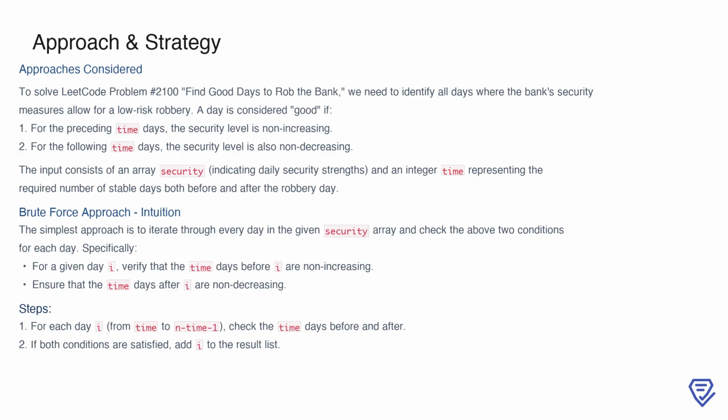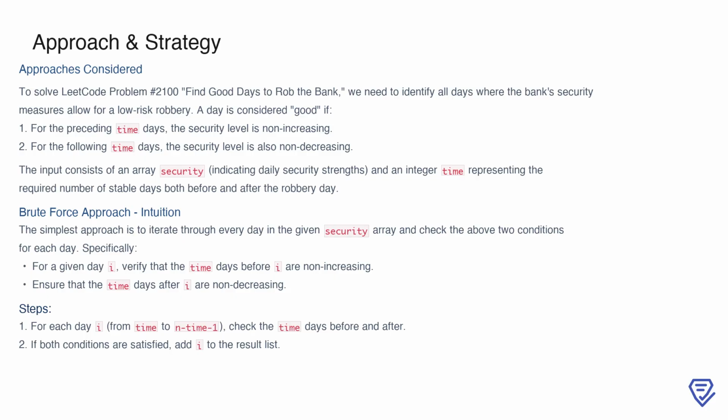A straightforward approach is to iterate through each day in the security array and verify these conditions. For a given day i, we check whether the time days before it form a non-increasing sequence and the time days after it form a non-decreasing sequence. If both conditions are satisfied, we can add that day to our result.